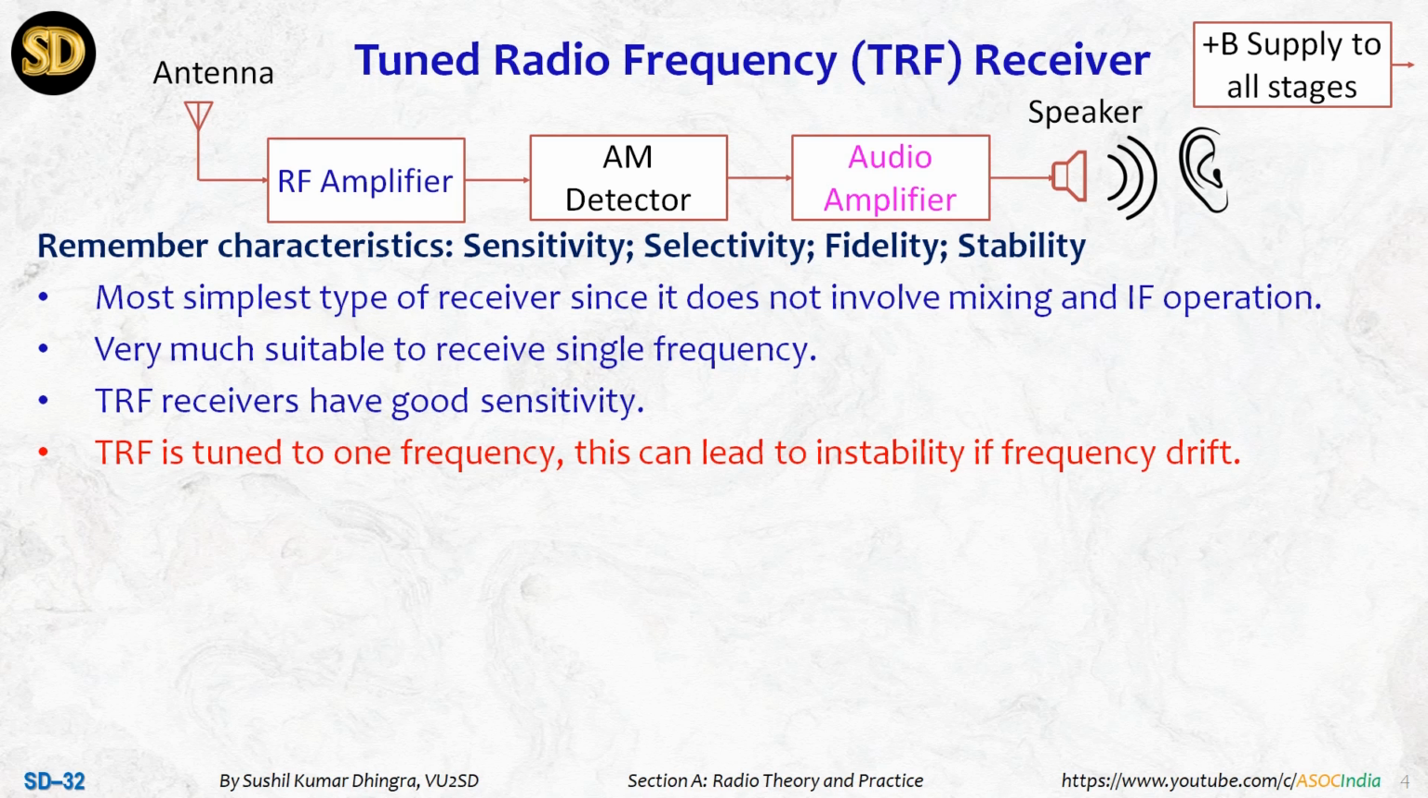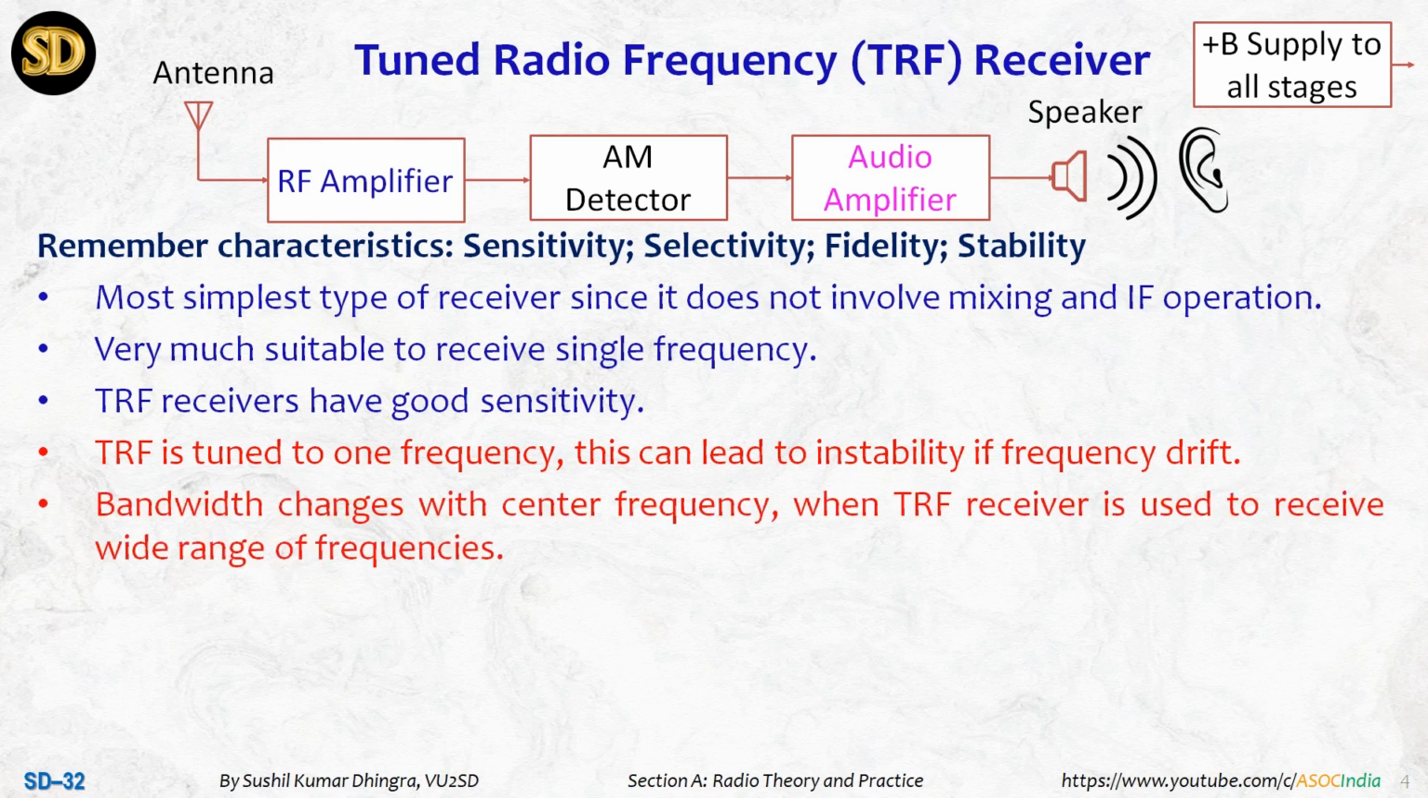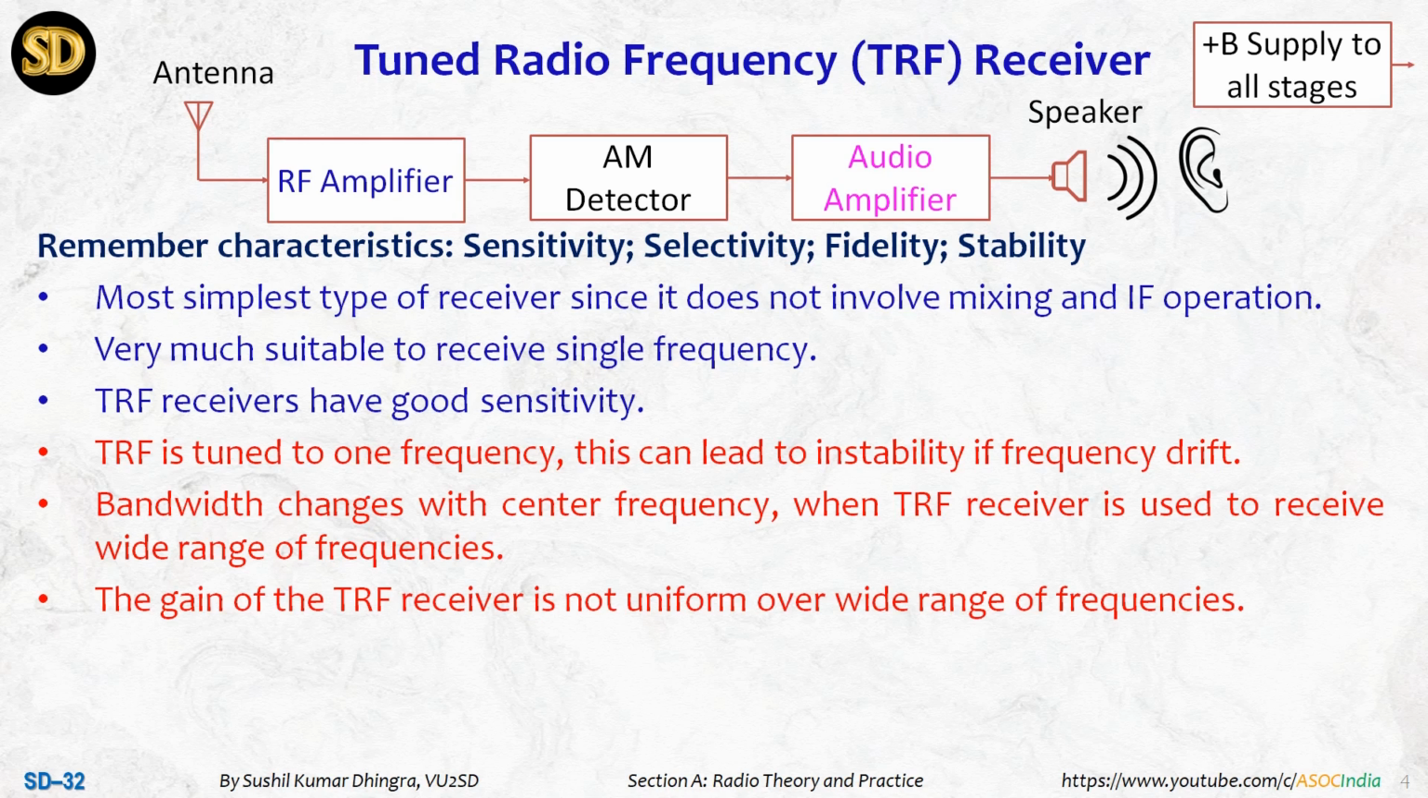But this receiver is tuned on one spot frequency, and if the frequency itself is drifting or changing for any reason, then it becomes unstable. If the bandwidth changes in the receiver, then the center frequency also changes, so it is not good. And the gain of a TRF is not uniform over a wide range of frequencies, because components like inductors and capacitors are frequency dependent and do not respond uniformly. So there is a different response on different sets of frequencies.